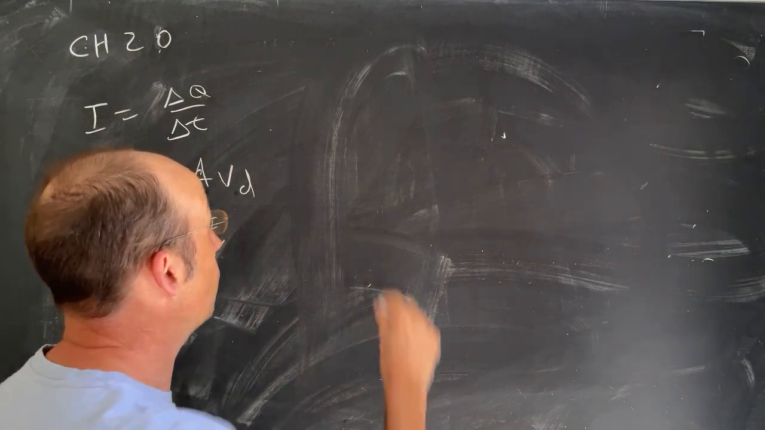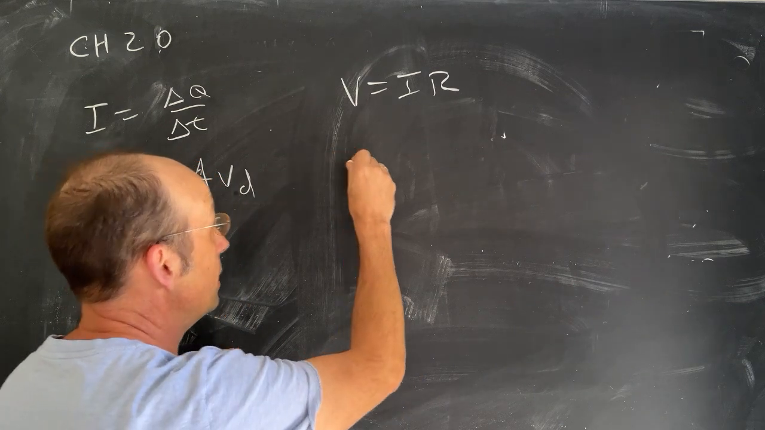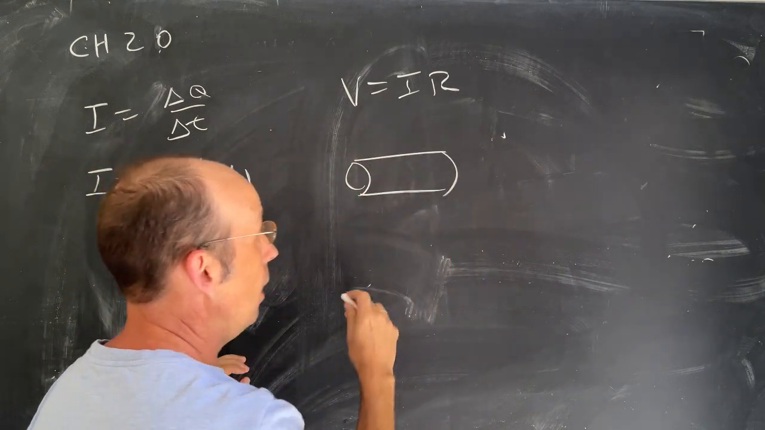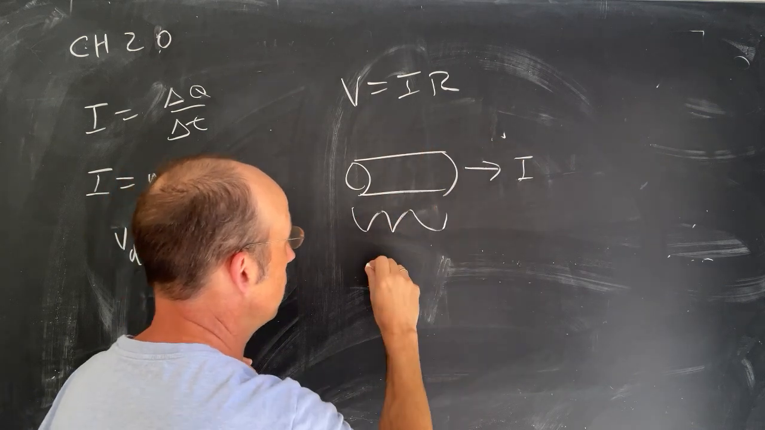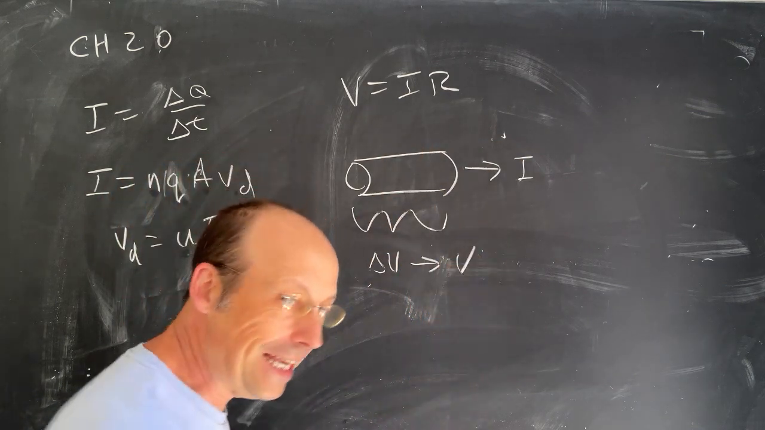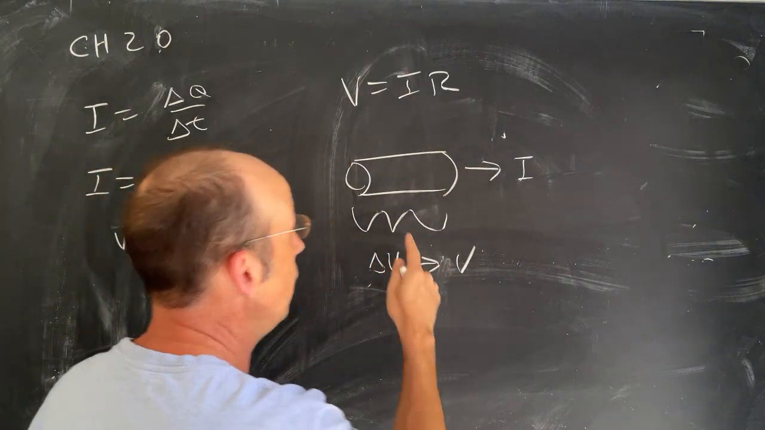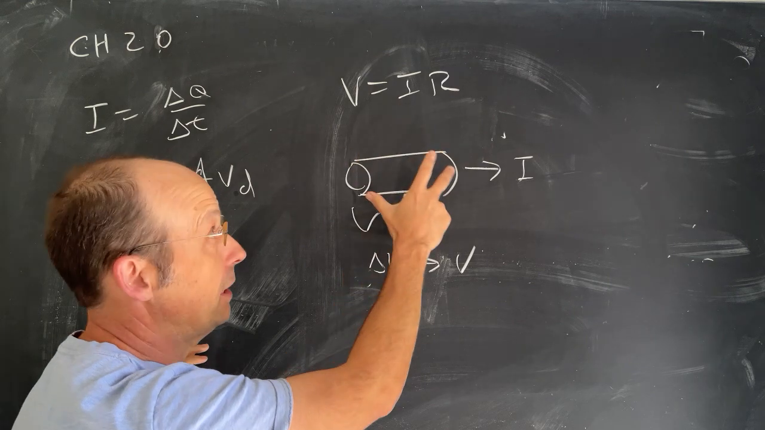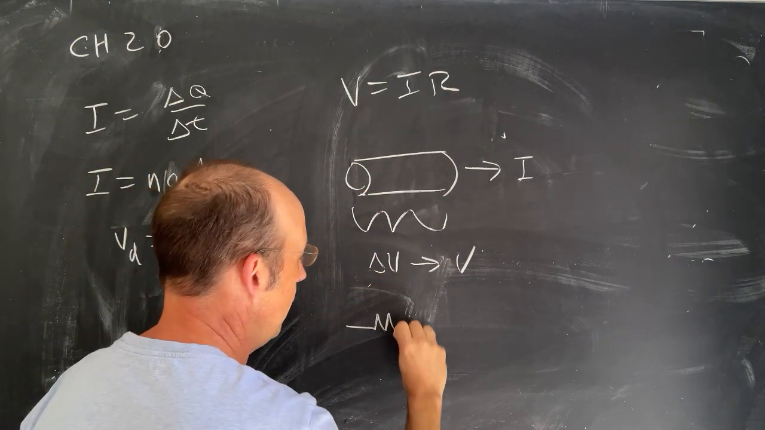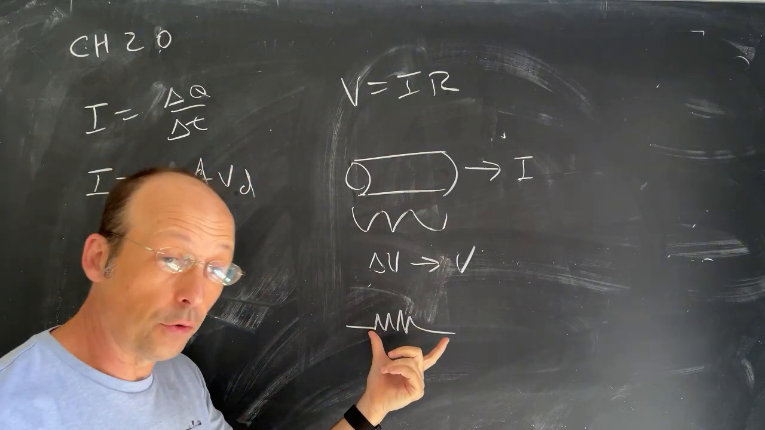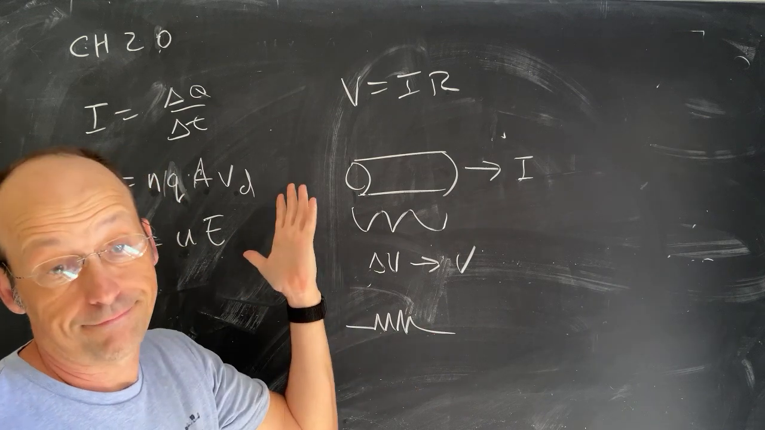The other huge thing was this. I'm going to write it the way they normally write it. V is IR. This says that if you have some wire and there's a current I flowing through it, then the change in potential, delta V, which is called V, we call it V because we're dumb, it's really a change in potential from one side to the other, depends on properties of that material, which we call resistance. We would normally write that as a resistor. So the voltage drop across a resistor depends on the current. V equals IR.